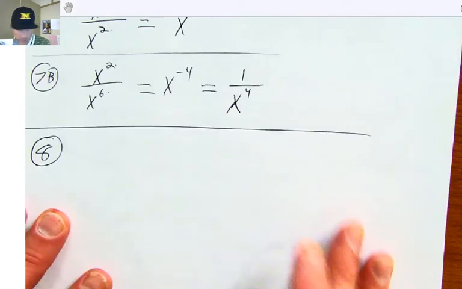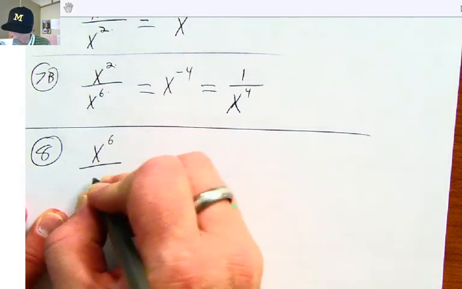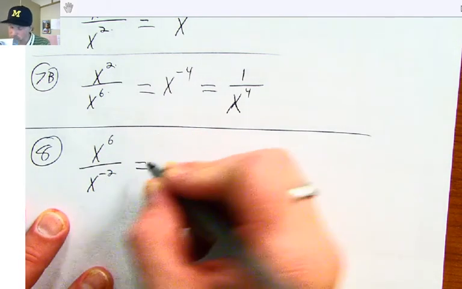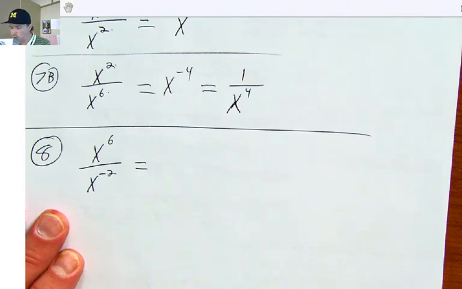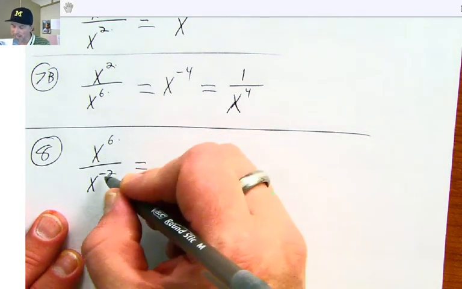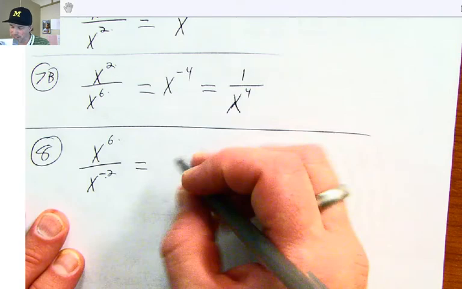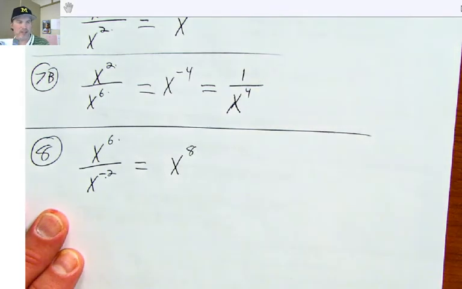Example 8. X to the 6th divided by x to the negative 2. Okay, you could use boring old quotient rule. 6 minus negative 2 is positive 8, so this would be x to the positive 8. Done. That's one way of thinking about it.